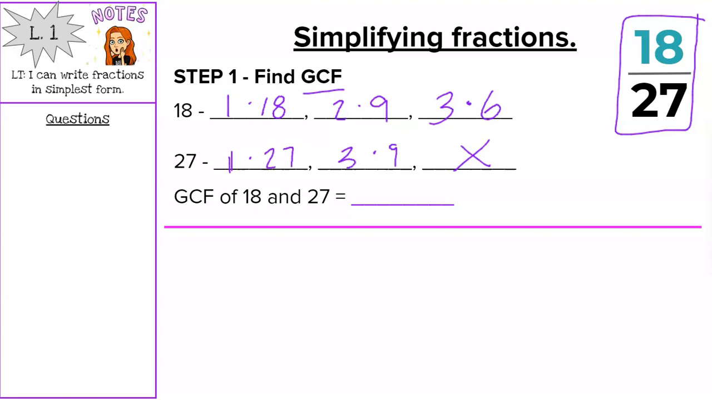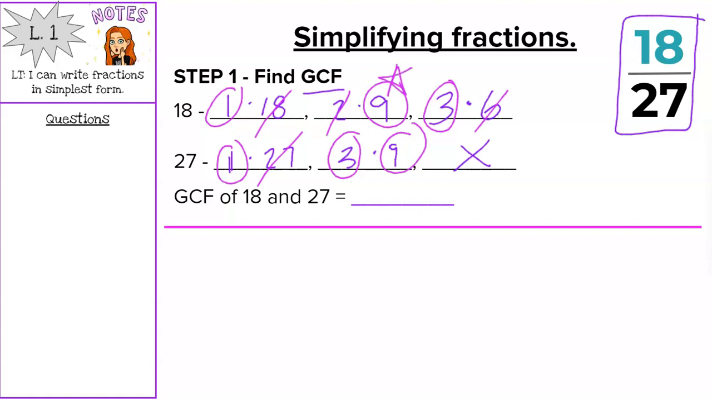So we have to circle the ones they have in common. They share a 1. They don't share 18 or 27. They don't share 2. They share 3. And they also share 9. They don't share 6. So out of the ones that they share, 1, 3, and 9, 9 is the largest, so that's the greatest common factor.